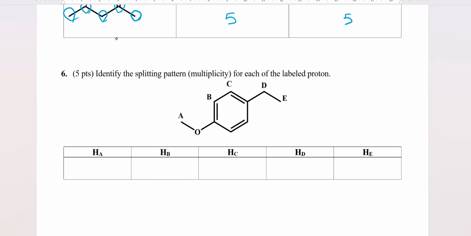In question 6, I would like to find the splitting pattern or multiplicity of hydrogens. We start with A. A is CH3 and the next atom doesn't have hydrogen. So it has 0 neighbors, 0 plus 1. It is 1, so it is a singlet.